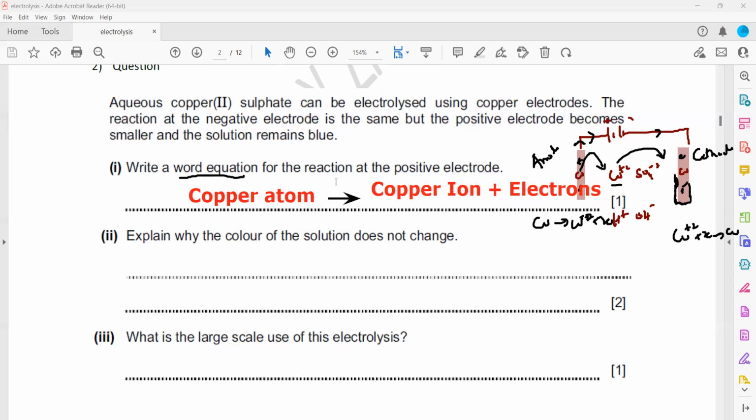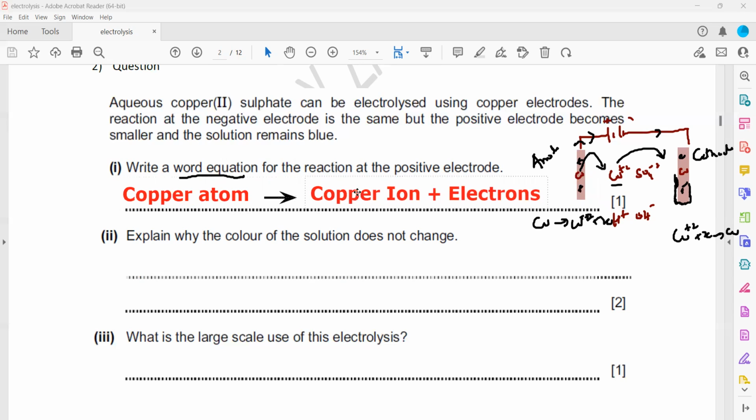So this is a word equation for the change at anode. Then why the color of the solution does not change? Whenever we are doing electrolysis of aqueous copper sulfate using a copper electrode, the color does not change. What is the reason for that? Because the amount of the copper ion which entered the solution and the amount of copper ion which leave the solution will be same.